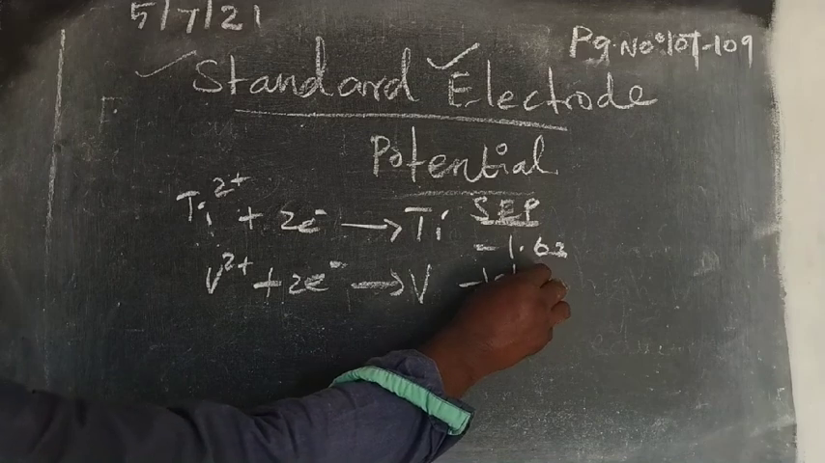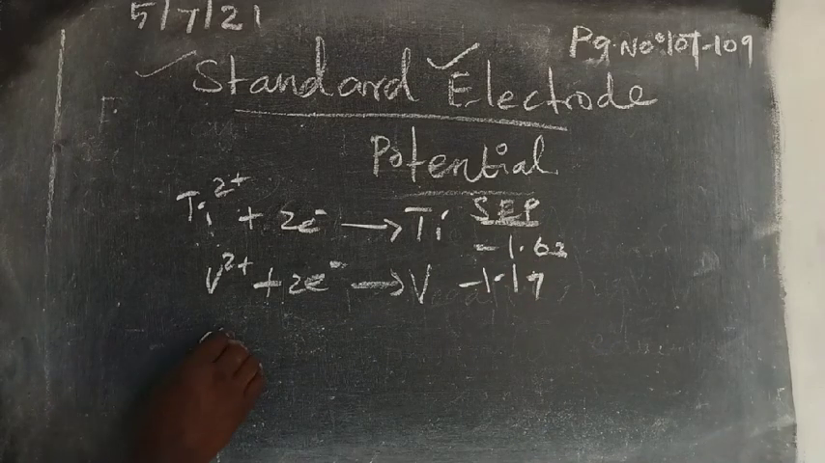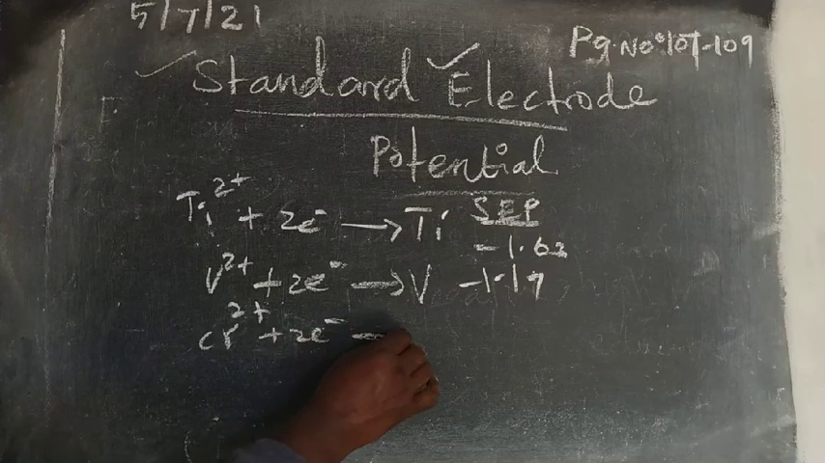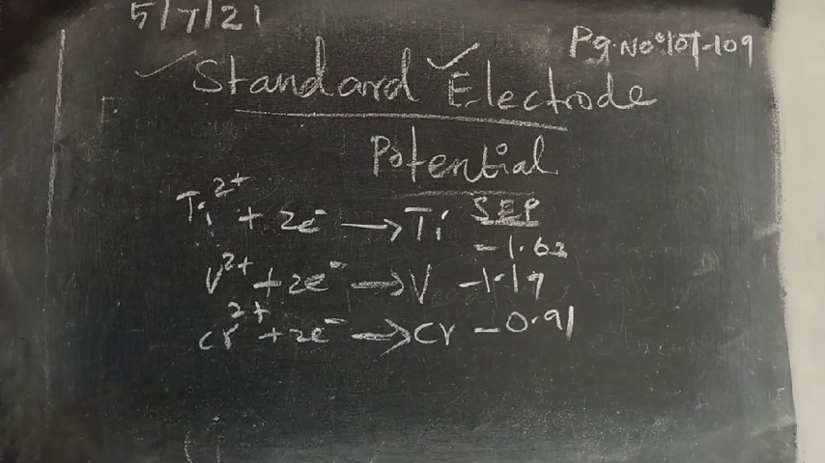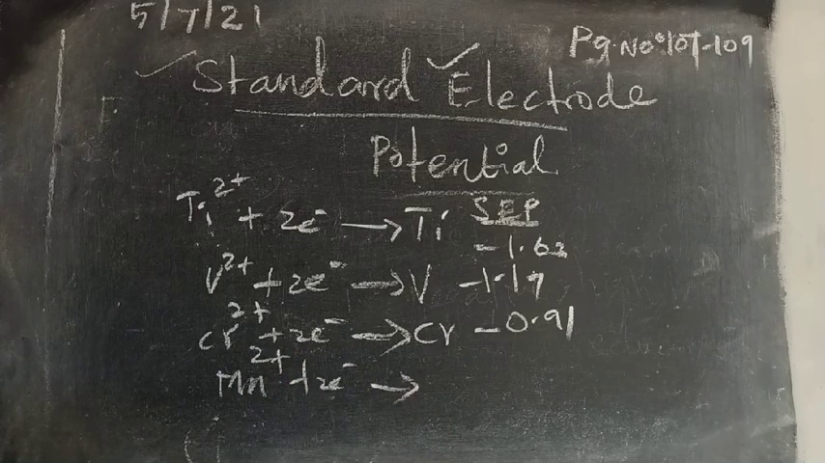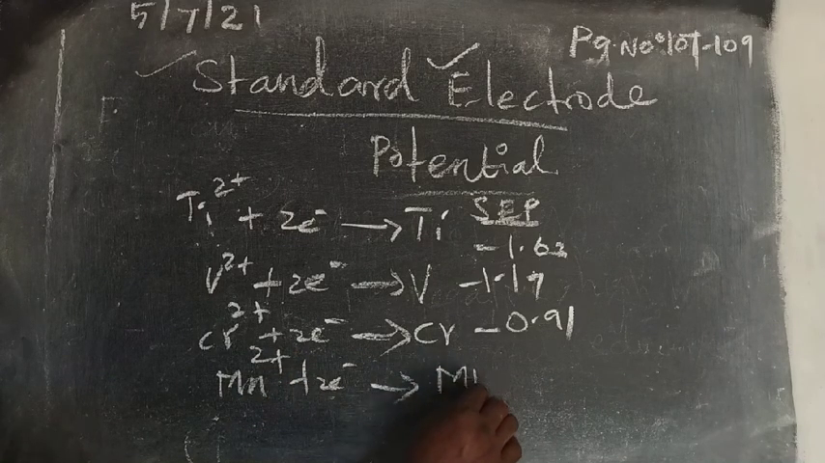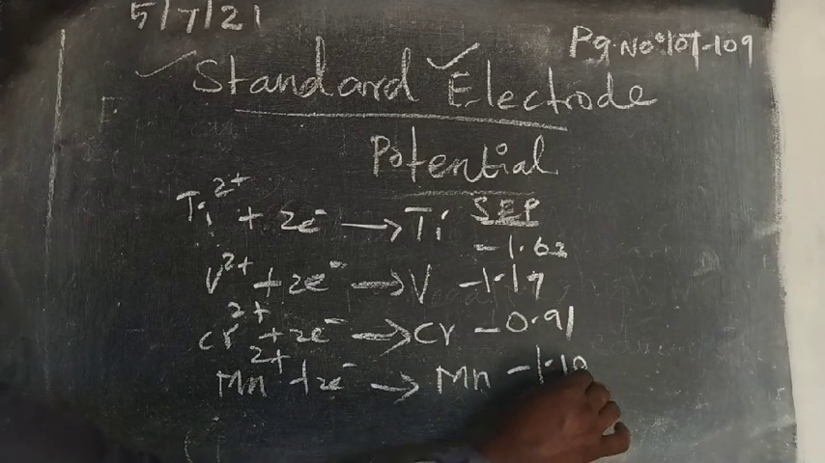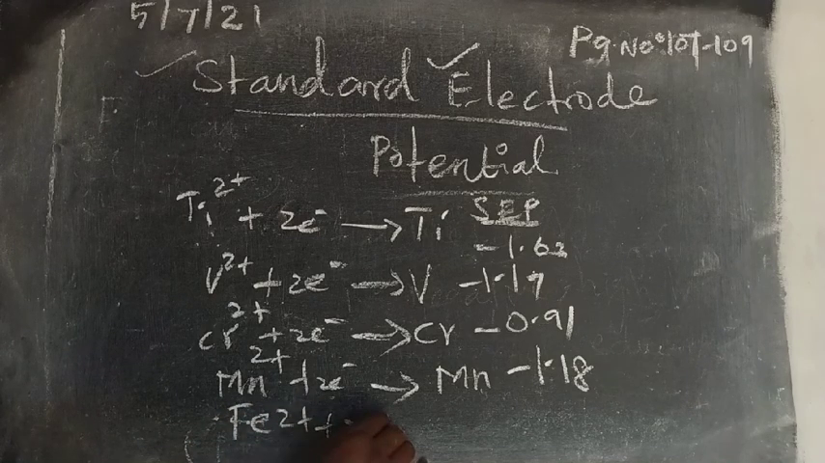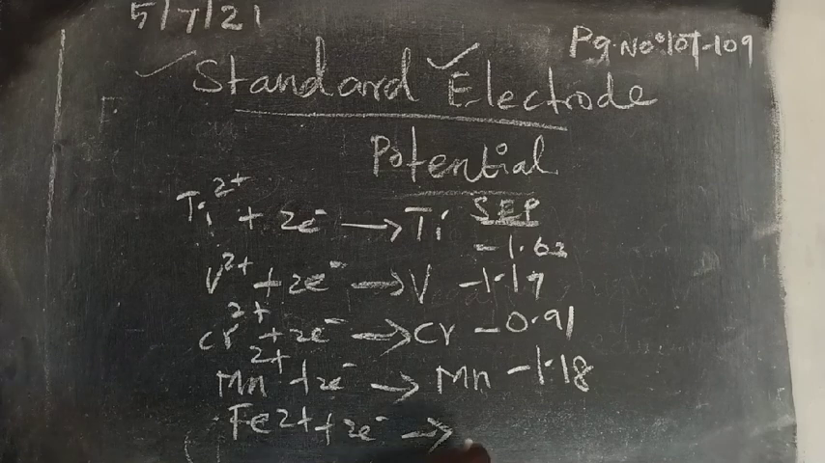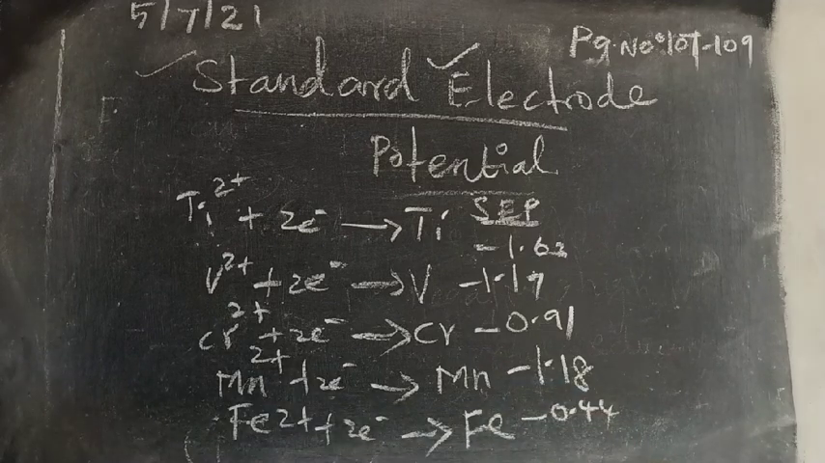minus 1.19 volt. Then chromium: Cr2+ accepting 2 electrons is reduced into chromium, giving minus 0.91. Then manganese, one of the important metals, by gaining 2 electrons is reduced into Mn, minus 1.18. Then iron: Fe2+ accepting 2 electrons and forming Fe, which has minus 0.44. It continues up to zinc.